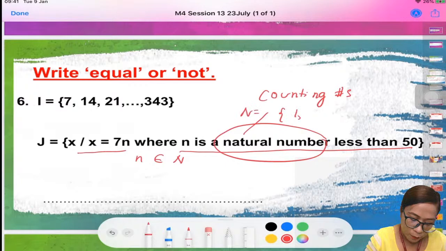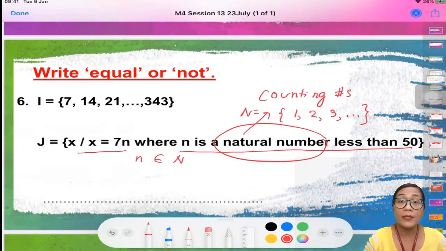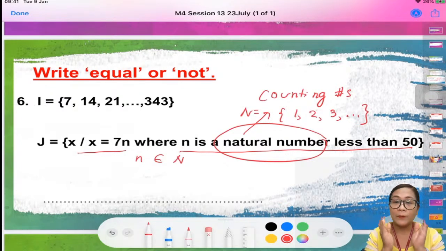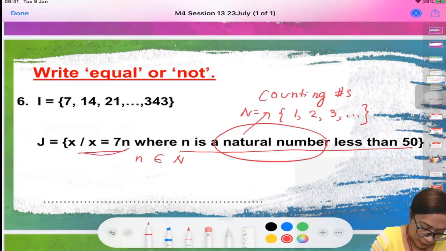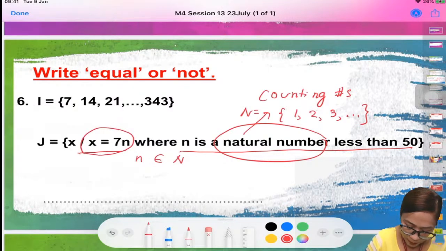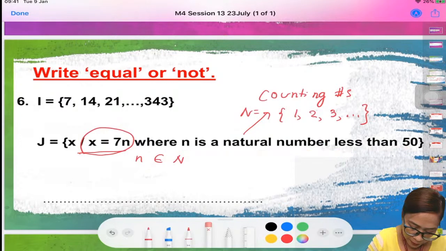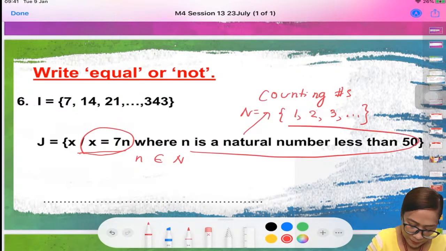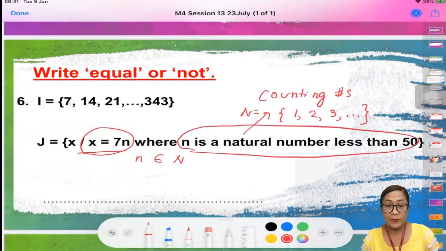So the set of natural numbers is equal to the set of 1, comma, 2, comma, 3, and many more, ellipsis, and close. So the set of counting numbers is the set of natural numbers. They are the same. But in this case, you have to find a natural number less than 50. And the other condition is this. Let me erase this one so it's clearer. So this is the first one, and the second one is this. n must be a natural number less than 50. So you have to consider two things. x is equal to 7n, and n is a natural number.